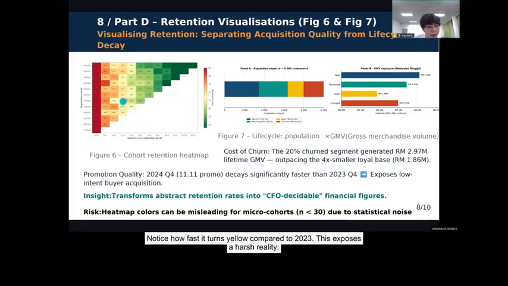Notice how fast it turns to yellow compared to 2023. So this exposes a harsh reality. Our expensive promotion pulled in low-intent bargain hunters who just didn't stay.